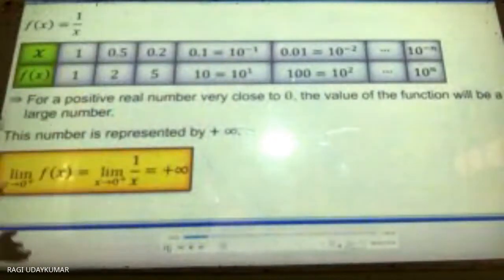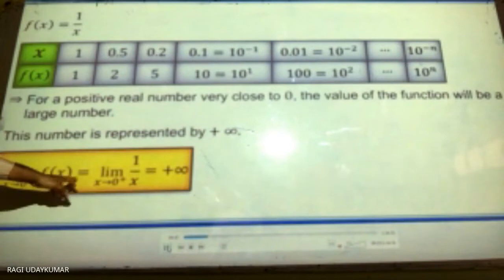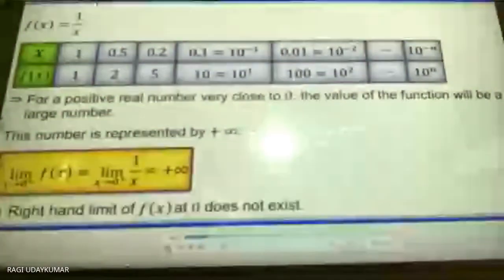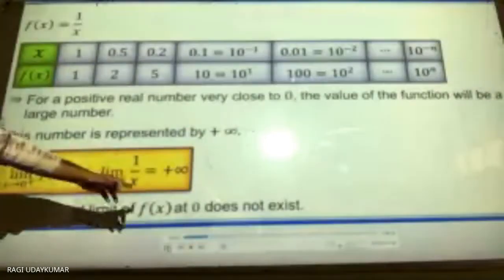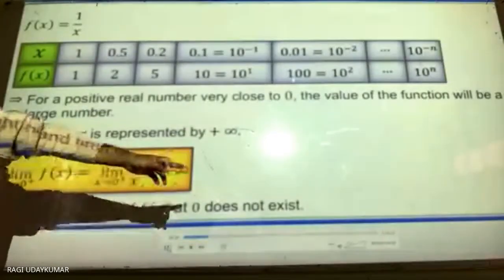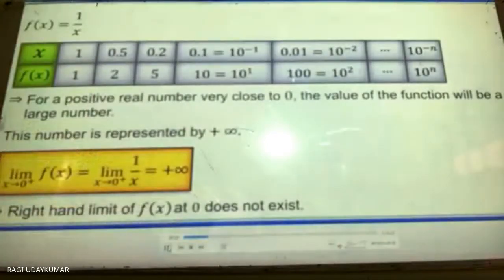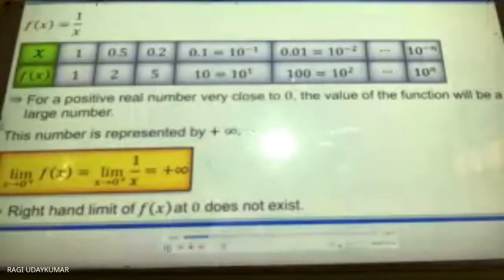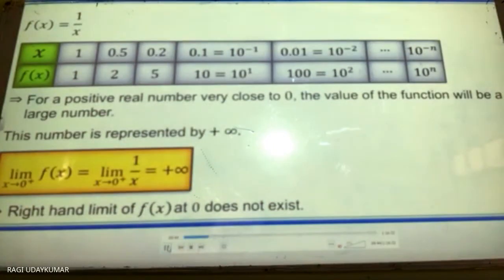And let us see that when the limit as x tends to 0 plus of f of x is equal to, we write it as plus infinity. And whenever you consider the right hand limit of the function f, it does not exist. We call it does not exist. Plus infinity means it is not a particular value; you are not getting a particular value. So that's why we say that the right hand limit of this function at 0 does not exist.